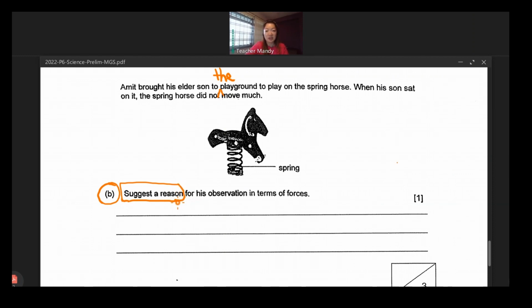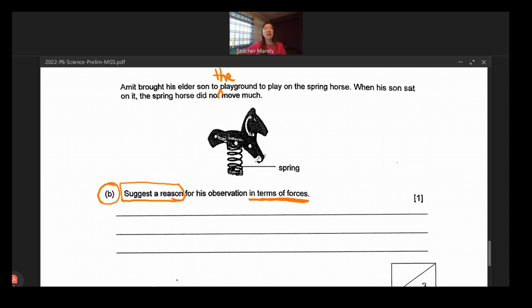Again, we're open to suggestions. So whatever is valid is correct. Of course, you have to use scientific terms, okay, or try to use scientific words as much as you can. So again, it's part of getting students to think critically and be more innovative. Okay, so suggest a reason for his observation. Again, you have to suggest in terms of forces. So what do you have to mention? Over here, you have to tell me about the spring force, right? Okay.